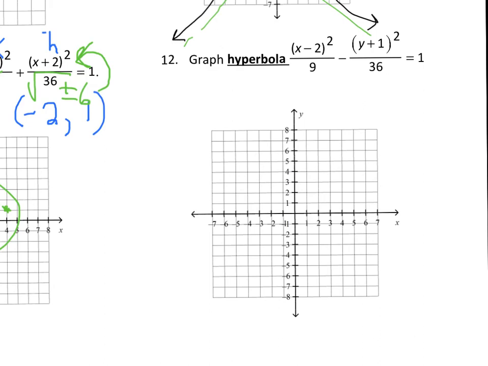This hyperbola is with a center (h, k). The opposite of -2 is +2, and the opposite of +1 is -1. So this is 2 over and 1 down. So the center will be right there.